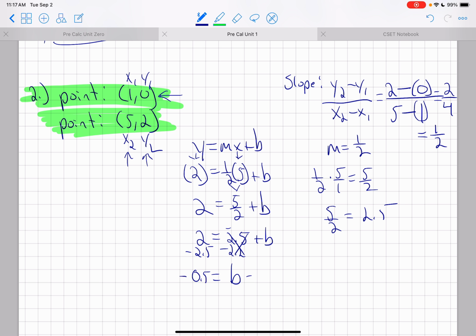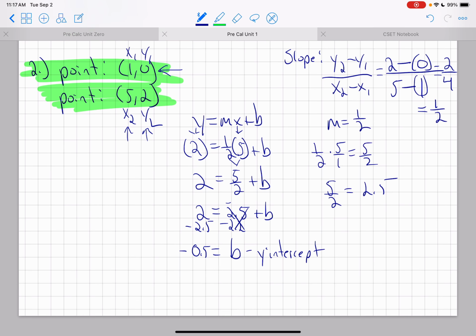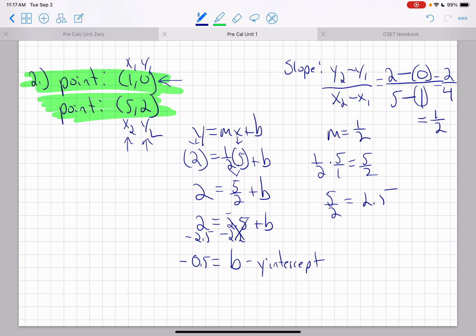So b, remember, is my y-intercept. Cool, cool, cool. So put this all together. y equals m, 1/2, times x plus b. In this case, b is negative 0.5, so instead of saying plus, I'm going to do minus 0.5. Or I could have said 1/2 x minus 1/2. Either of those would be fine.